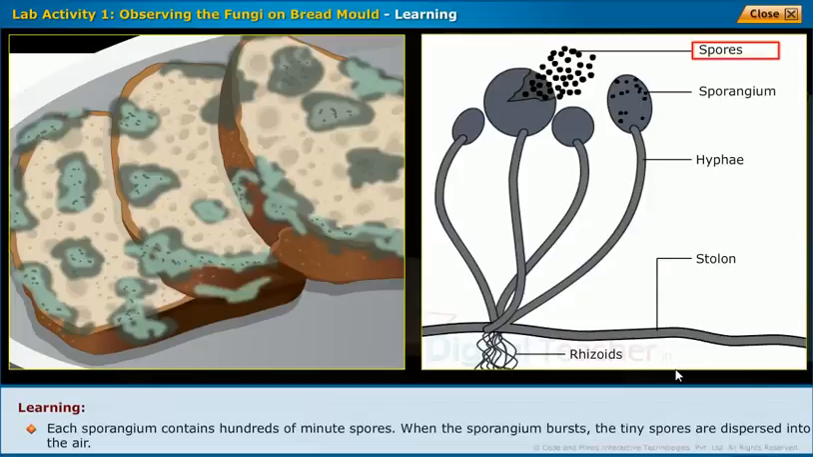Each sporangium contains hundreds of minute pores. When the sporangium bursts, the tiny spores are dispersed into the air.